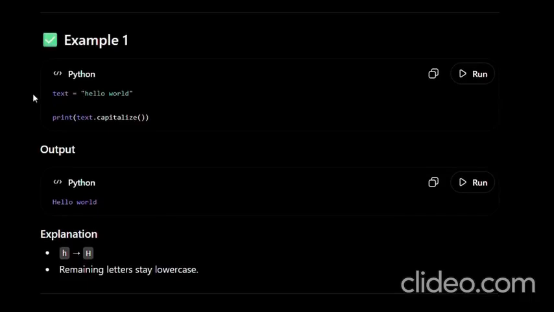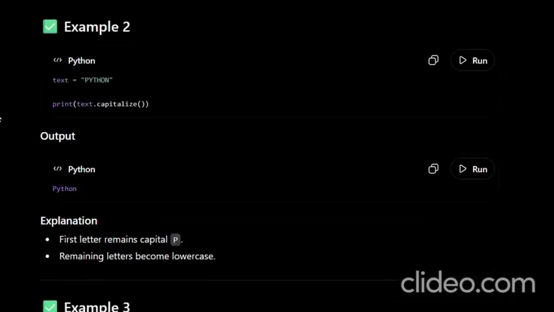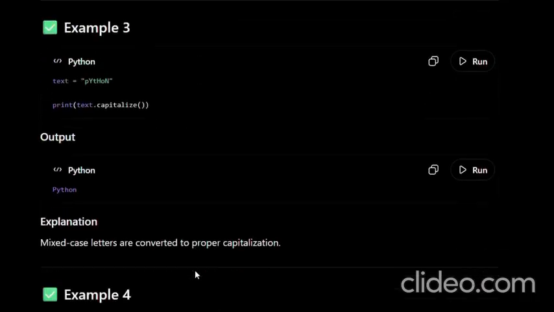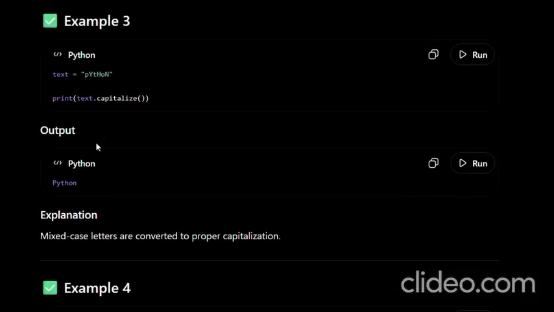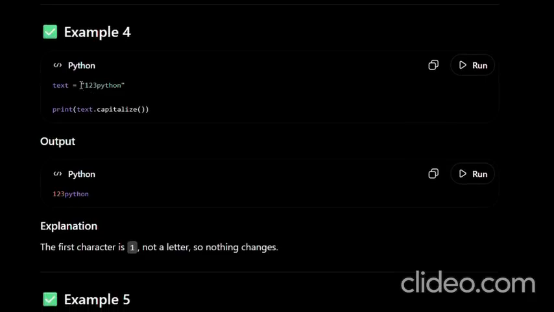So we have a text variable having the hello world string, and we are directly printing text dot capitalize. So it is converting the first letter to uppercase and the remaining to lowercase. These are the other examples given here, to check how this method performs in different cases. Here we have example number 3, where P is small and others are in improper case. We can use this method here as well.